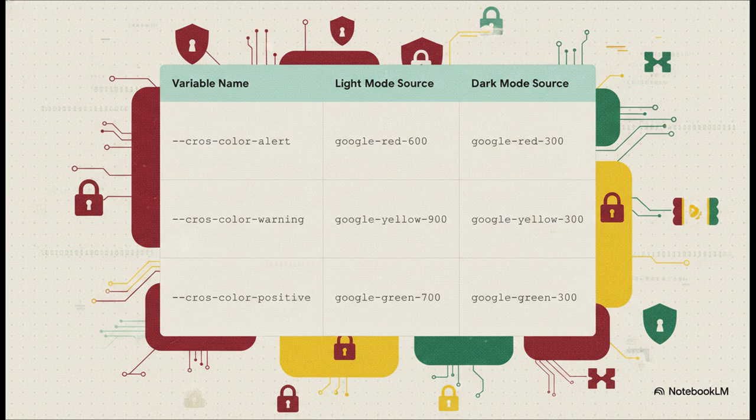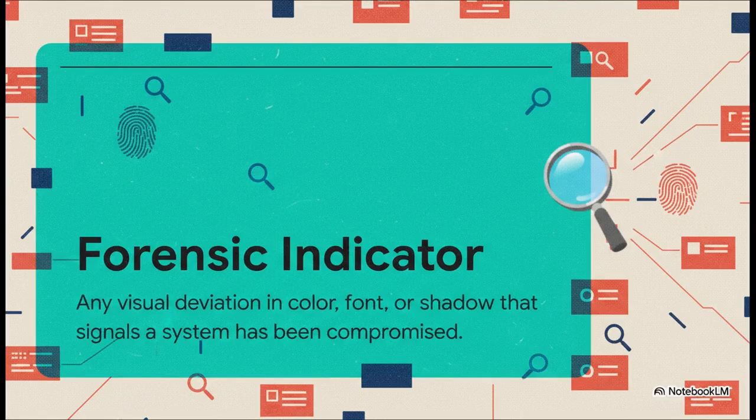So what does this actually mean for security? Well, it leads to this powerful concept of a forensic indicator. If an alert message shows up in a shade of red that isn't exactly Google Red 600, that little deviation is forensic evidence. It's like a digital smoking gun, a clear signal telling you that the system itself didn't create that element and that something is seriously wrong.